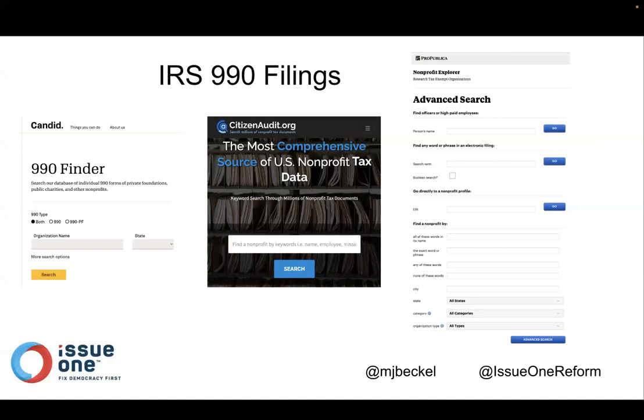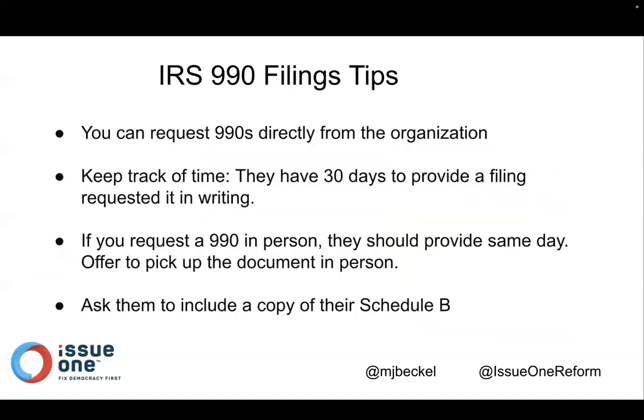Again, citizenaudit.org and ProPublica's Nonprofit Explorer are super valuable because they do these keyword searches where you can type in any name, any address, any EIN number, any phrase, and search across all the nonprofits that they have in their 990 databases and see where else, and in whose 990 filings, those names, numbers, and addresses appear.